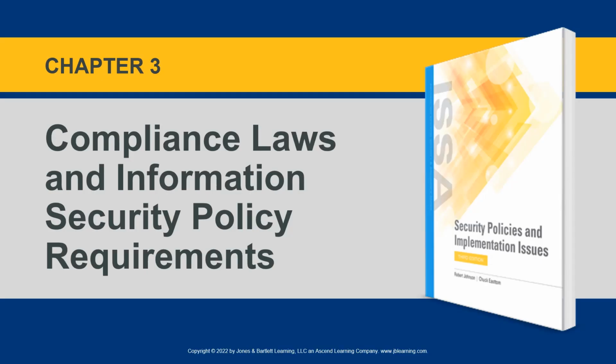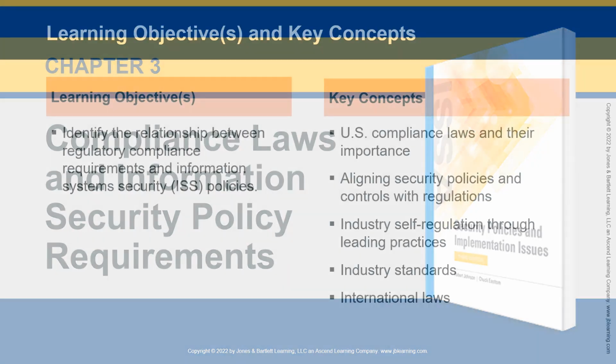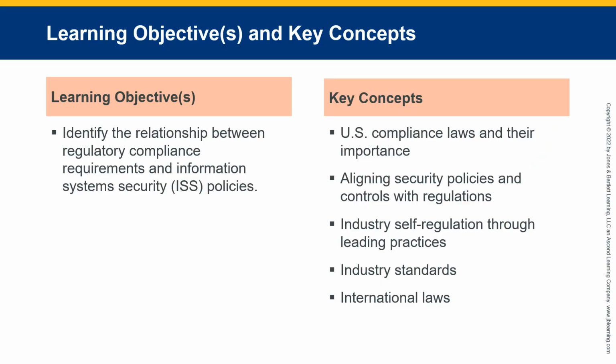Chapter 3, Compliance Laws and Information Security Policy Requirements. Look at the learning objectives and key concepts for Chapter 3. The learning objective is to identify the relationship between regulatory compliance requirements and information system security policies.